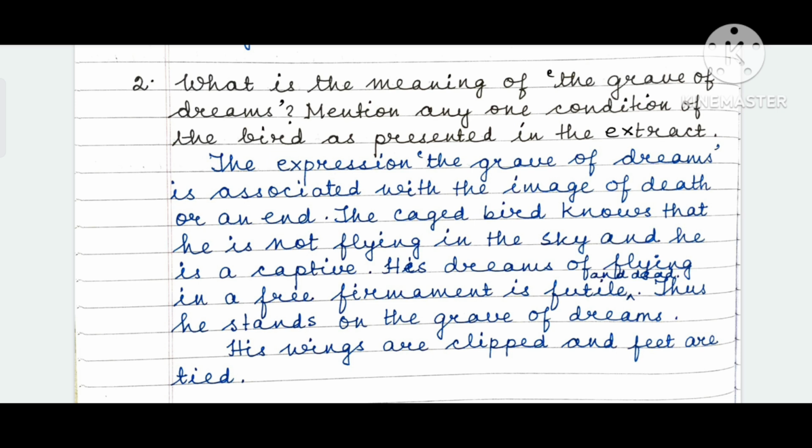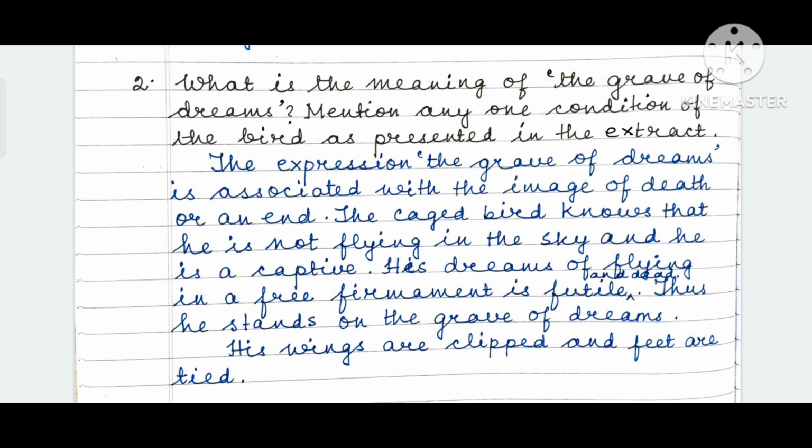In this extract we have the caged bird, so you will have to mention any one of the condition of the caged bird. Now, the answer, the expression the grave of dreams is associated with the image of death or an end. This is the meaning. The caged bird knows that he is not flying in the sky and he is a captive. His dreams of flying in a free firmament, that is sky, is futile and dead. Thus, he stands on the grave of dreams. So this is the meaning of the grave of dreams.